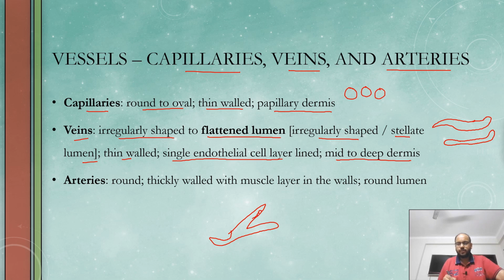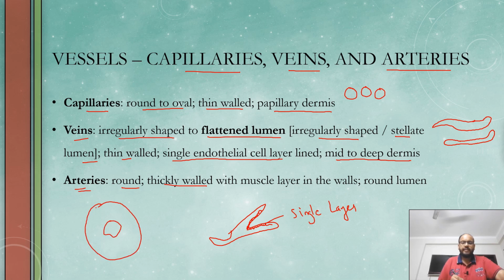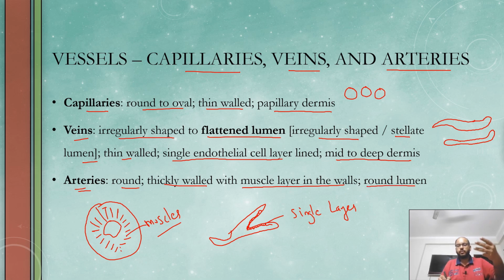So the layer constituting the venules or the veins will be a single layer. In contrast, the arteries are round, thickly walled structures. What you see is a lumen and a thick wall around it, and inside the wall you will have a muscular layer. So thick wall with muscle in the walls and a round lumen. That is how you differentiate between the three vessels.